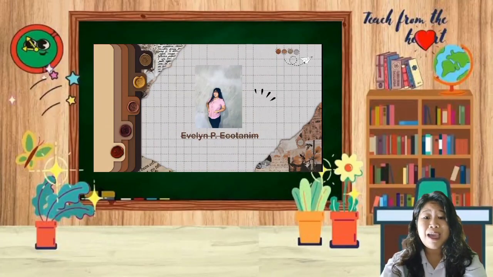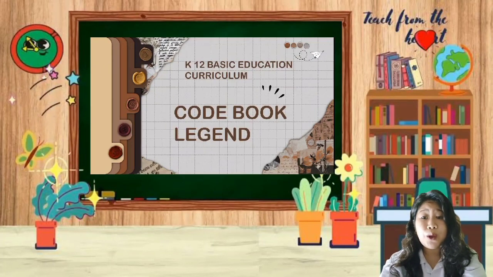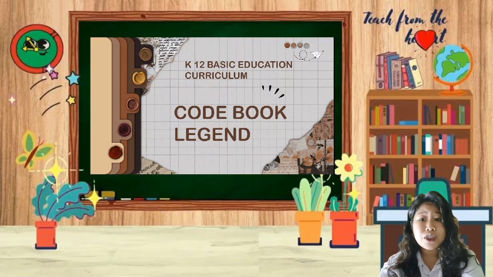So, I am Evelyn P. Ekotanim. Now, we're going to discuss the codebook legend in curriculum. So, what is a codebook? A codebook describes the contents, structures, and layout of the data collection. A well-documented codebook contains information intended to be complete and self-explanatory for each variable and data file.